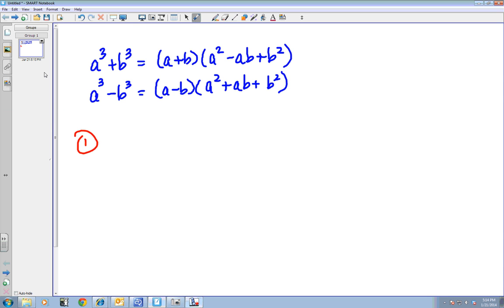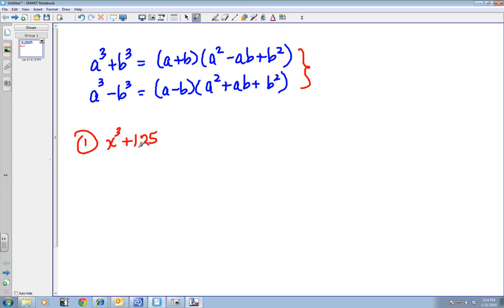Okay, this is the video to review factoring the sum and difference of cubes. And these are the two formulas that were on the board. I'm just going to pick a couple of the problems from your worksheet and work those out. Make sure you understand or remember what you learned in Algebra 2. So we're going to do number 1 together, x cubed plus 125.